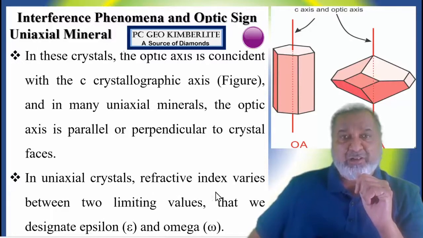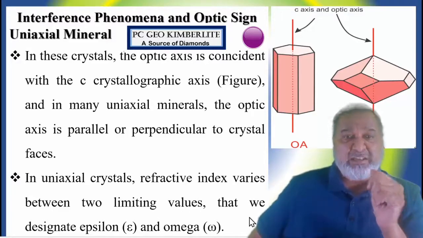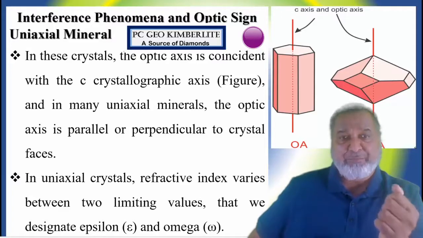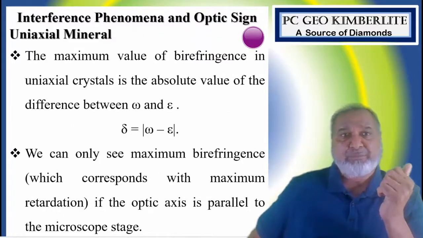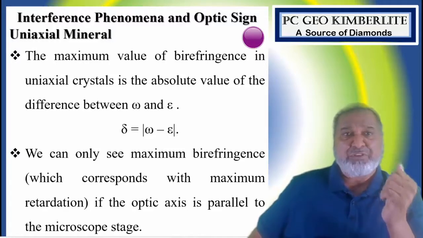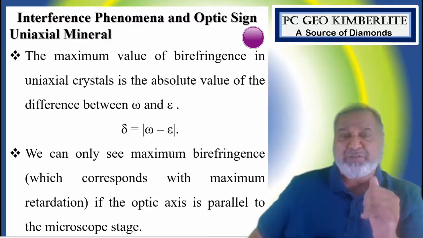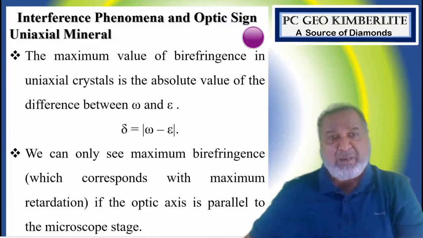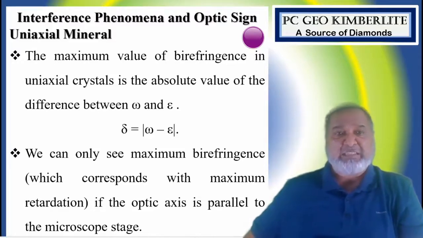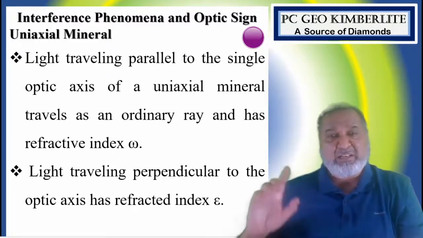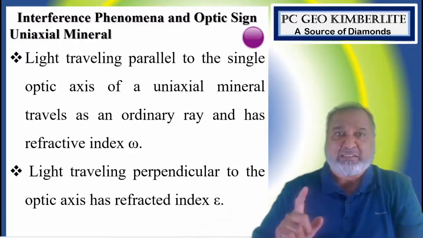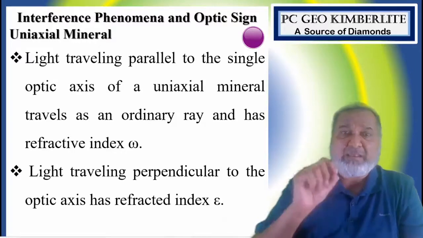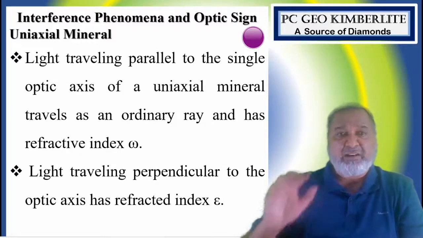In a uniaxial crystal, the refractive index varies between two limiting values designated epsilon and omega. The maximum value of birefringence in a uniaxial mineral is the absolute value of the difference between epsilon and omega. We can only see maximum birefringence, corresponding to maximum retardation, if the optic axis is parallel to the microscope stage. Light traveling parallel to the single optic axis of a uniaxial mineral travels as an ordinary ray and its refractive index is omega.